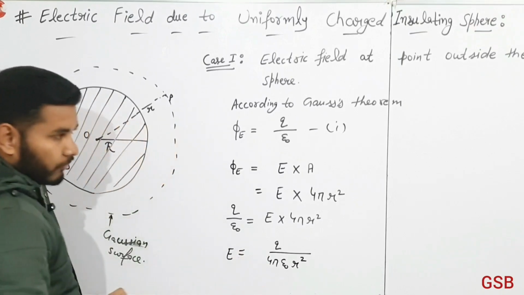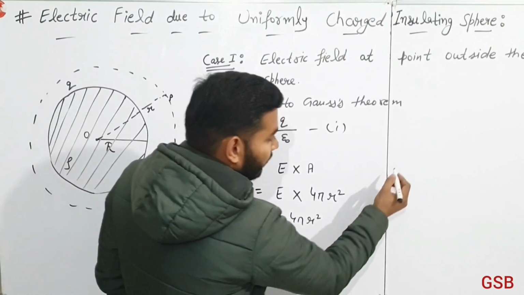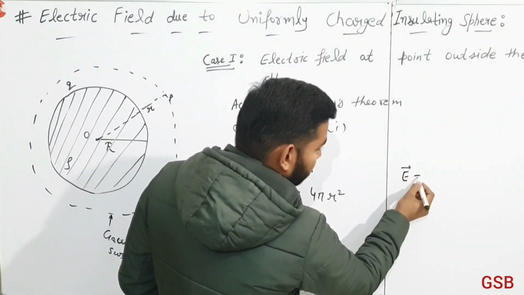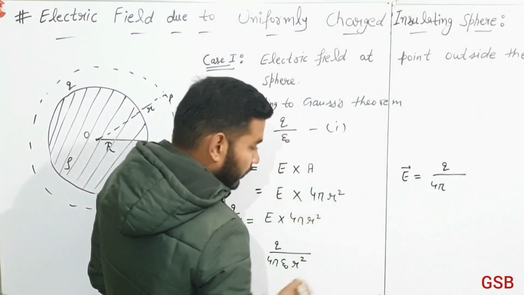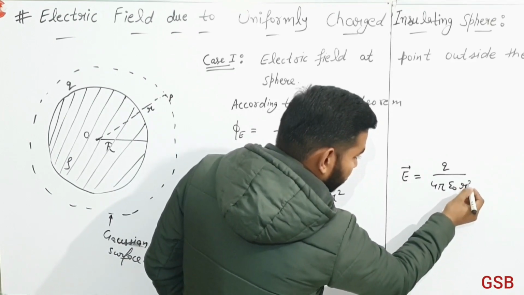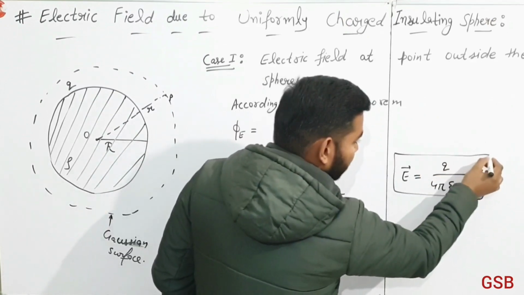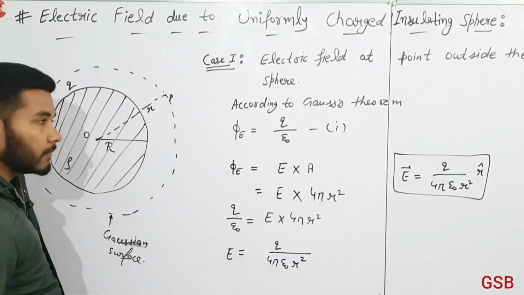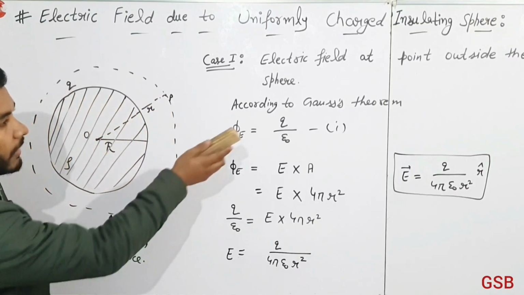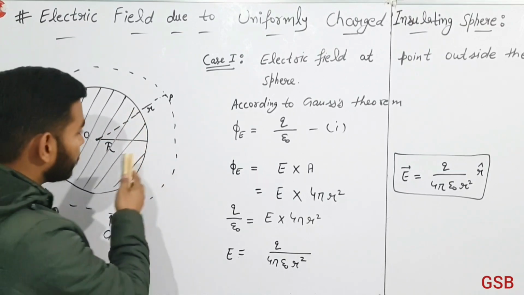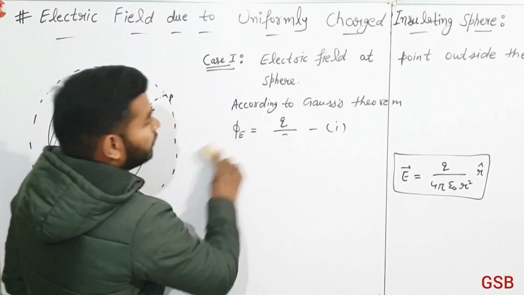This is the magnitude of the electric field, but in vector form it is written as E vector is equal to Q by 4 pi epsilon naught r square r cap, because the electric field is radially outward. Okay, now we discuss the electric field at a point on the surface of the given insulating sphere.